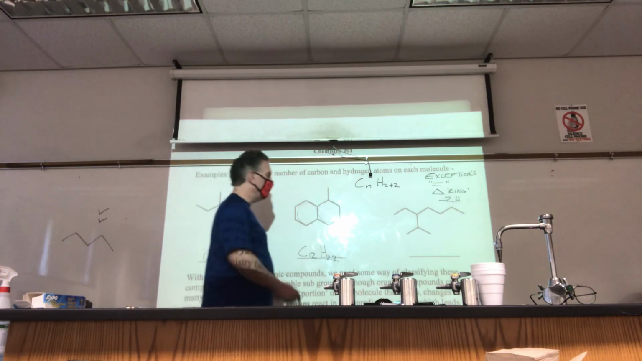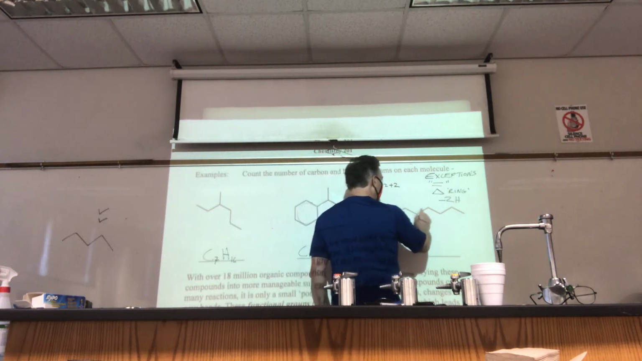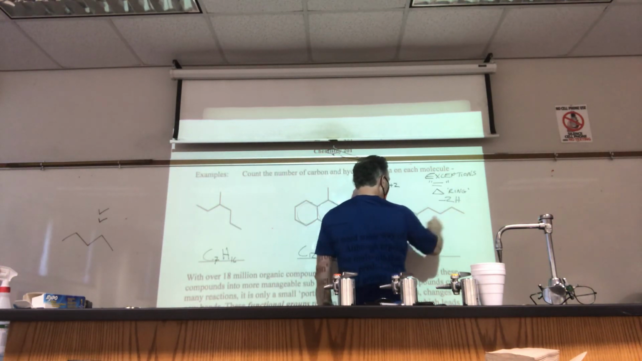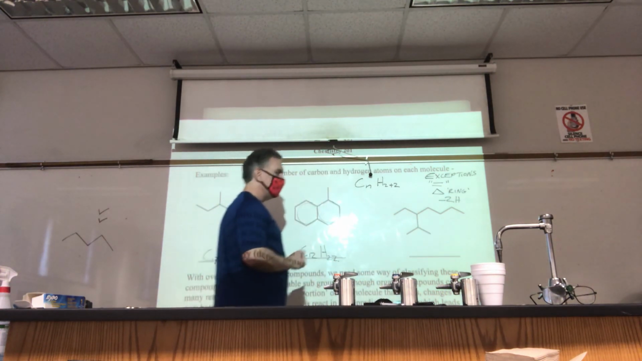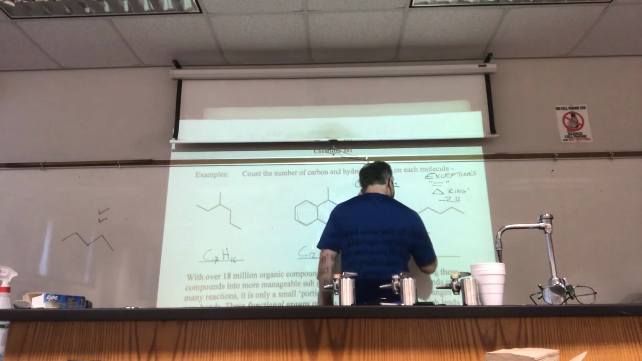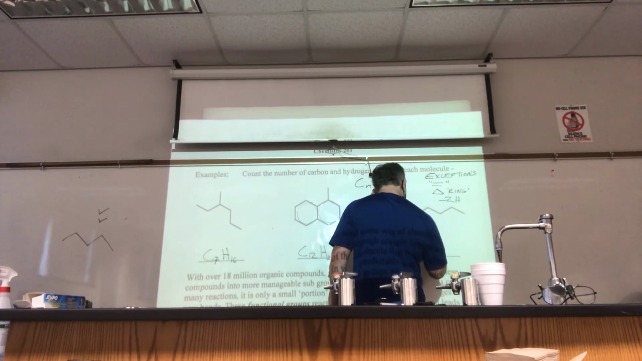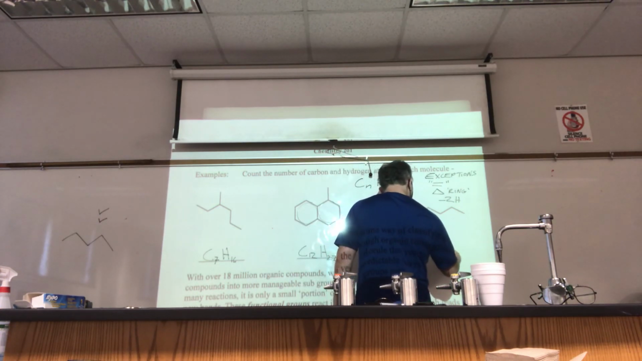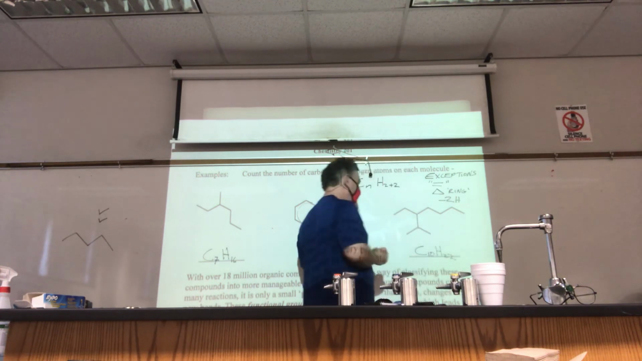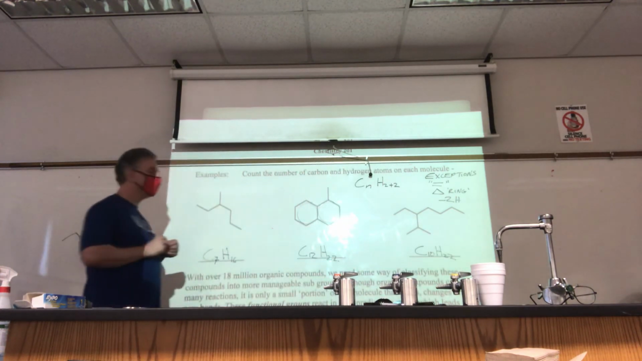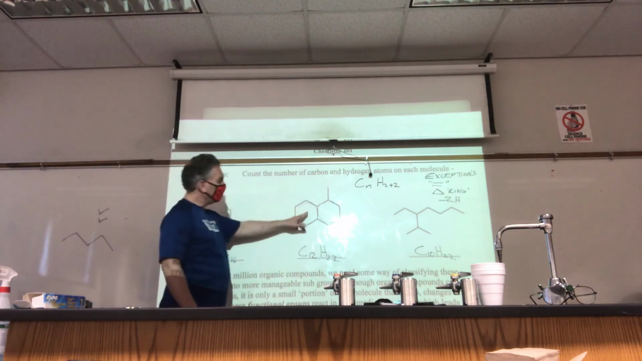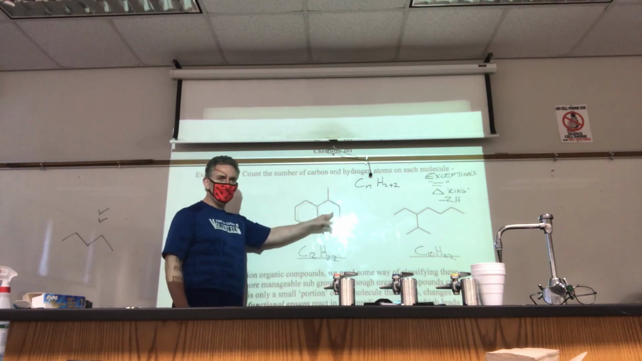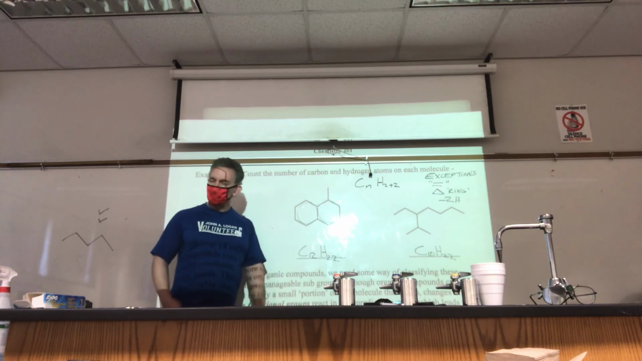Last one, 1, 2, 3, 4, 5, 6, 7, 8, 9, 10. 10 carbons, no rings, no double bonds. C10H22. Doesn't matter whether the rings are fused together or separate, every ring means 2 less hydrogens.